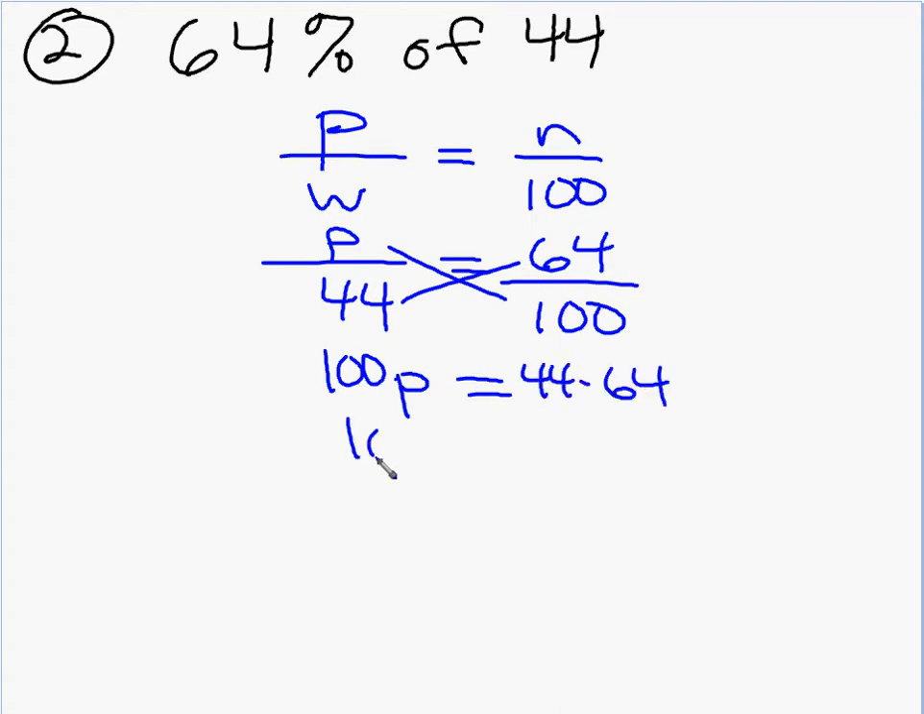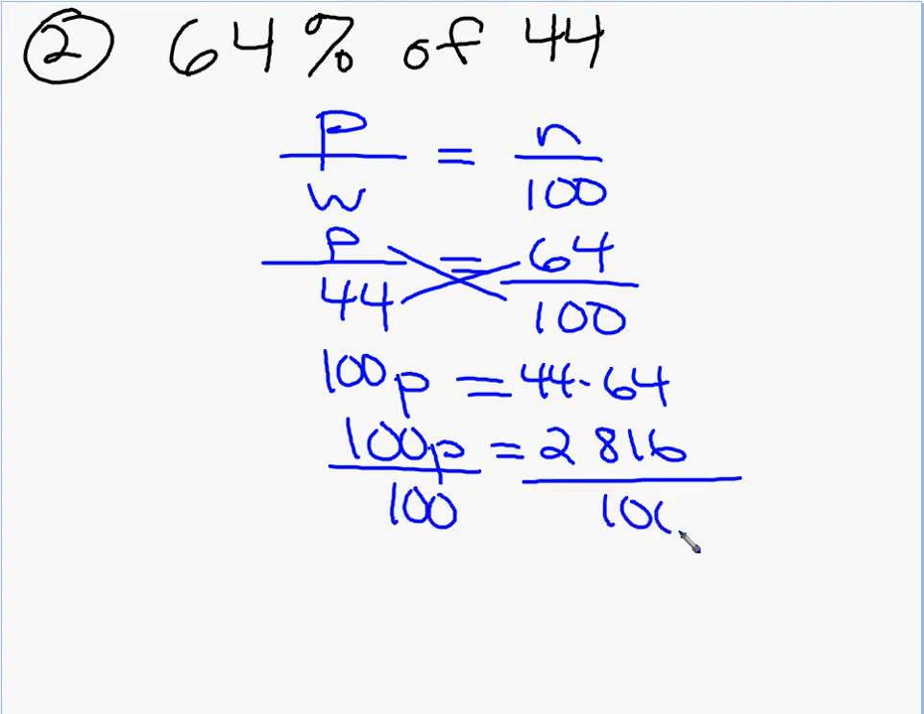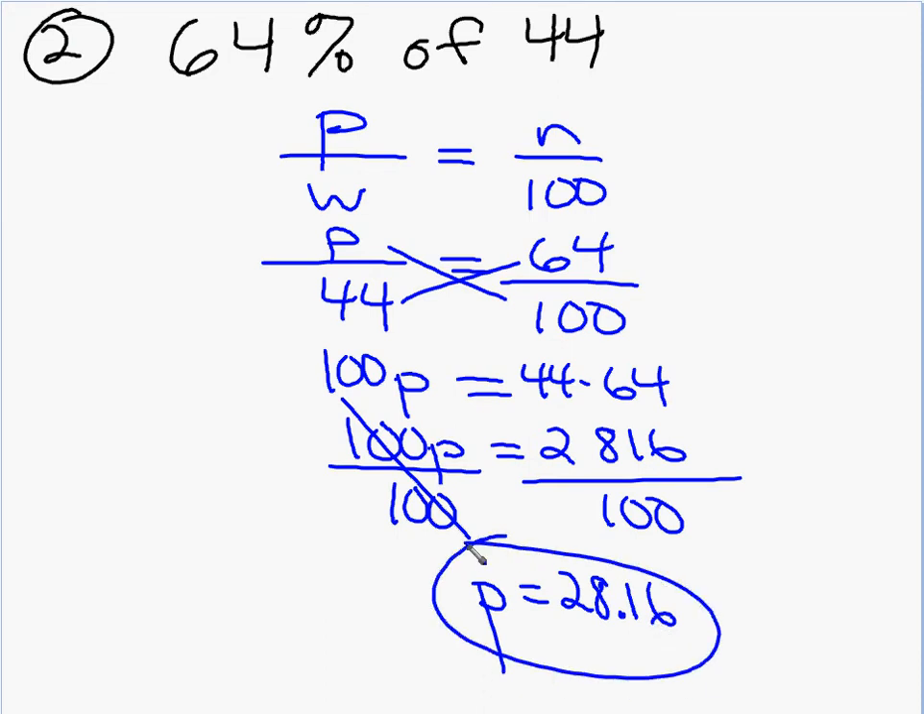I will have 100p equals 44 times 64. You can use your calculator to do that multiplication. 100p equals 2,816. And then you divide both sides by 100. Your answer should have been a decimal. It should have been 28.16. All right. One last problem.